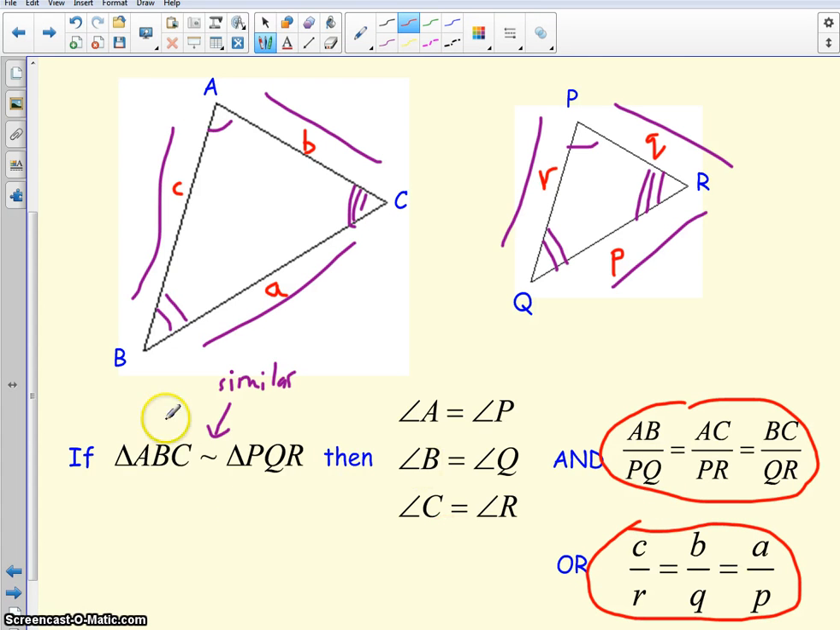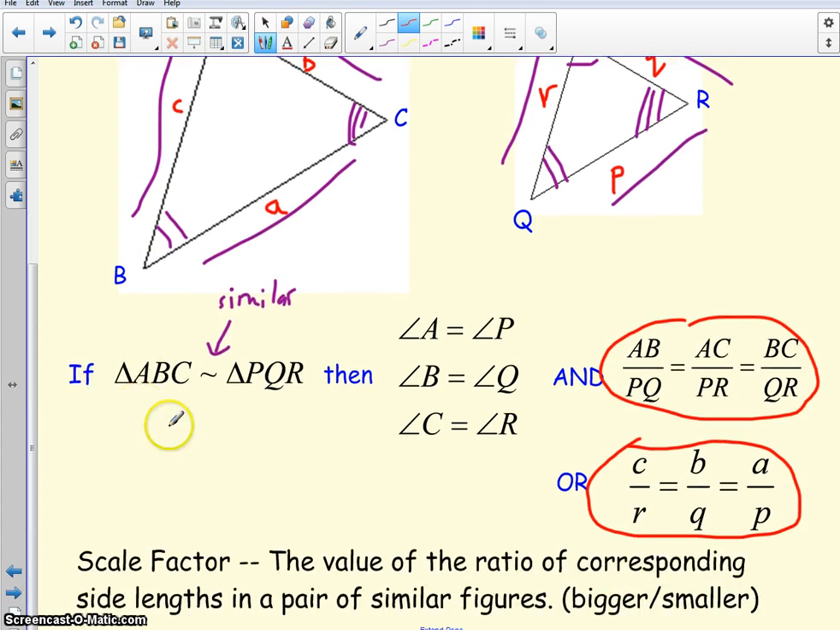So another way you could write this proportionality statement is using the alternate side names. The last little definition to look at is what we call the scale factor. We saw it on the last slide with a scale factor of 2, and it's just the value of the ratio of the corresponding side lengths. By convention, we have it being the bigger side over the smaller side. So for that last one, you wouldn't say the scale factor is 1 over 2 or 0.5, we'd say it was 2.